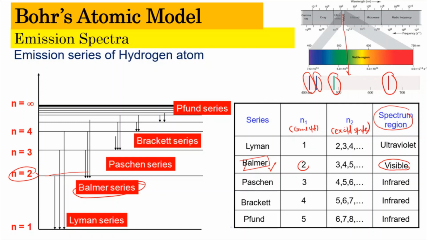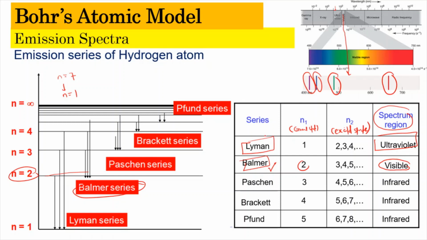Okay, for example, let's say if you have n equal to 7 and then it drops to n equal to 1. So which series does this belong to? You only look at here, when it drops to n equal to 1, it is known as the Lyman series. And for the Lyman series, it drops at the ultraviolet region, which is in here. So the ultraviolet region, we cannot see it with our naked eye.